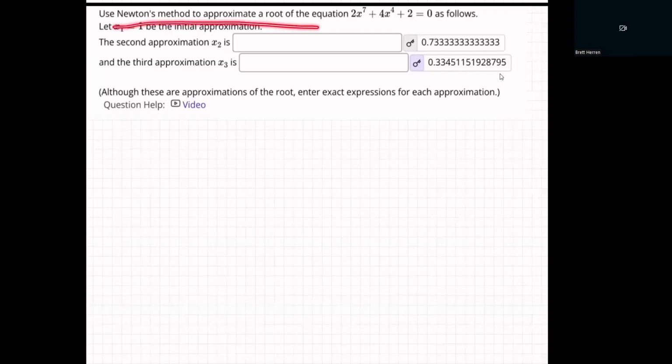Use Newton's method to approximate a root of the equation as follows. Let x1 be the initial value, find x2, find x3. There they are. So how do we do this?